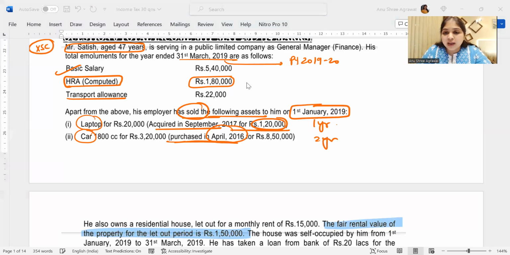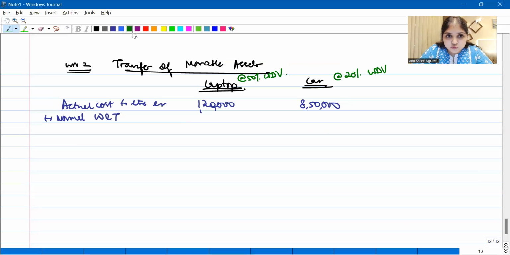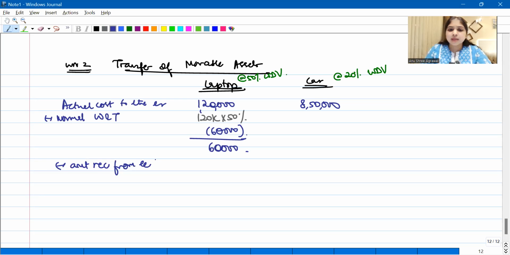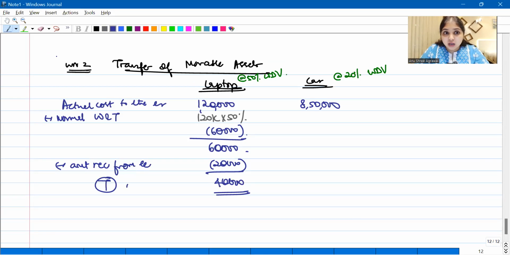So for laptop, we will have to do the calculation only for 1 year. For 1 year, it's going to be 1,20,000 into 50%. That's going to be 60,000 rupees. Okay, so for laptop, we can close here itself. The final number is going to be 60,000 rupees less. What is the amount which we have recovered from the employee? How much money have we received from the employee against the laptop? We have received 20,000 rupees against the laptop. So what's the net number? The net number is 40,000 rupees. This is the taxable value for the laptop. What about the car?